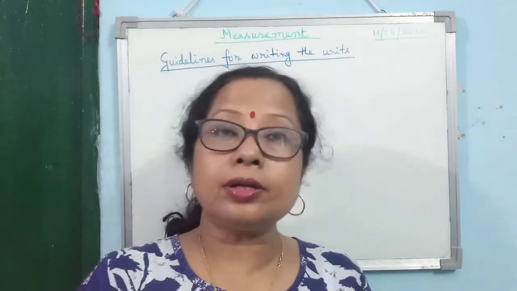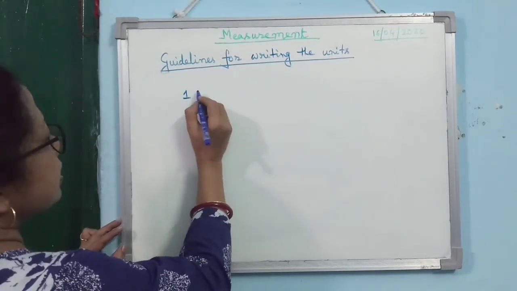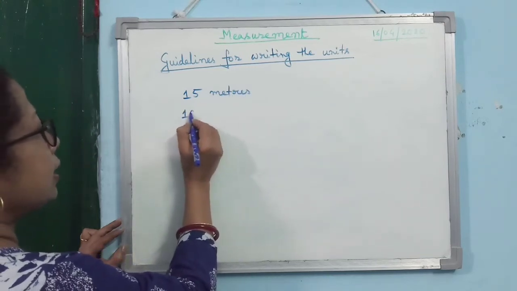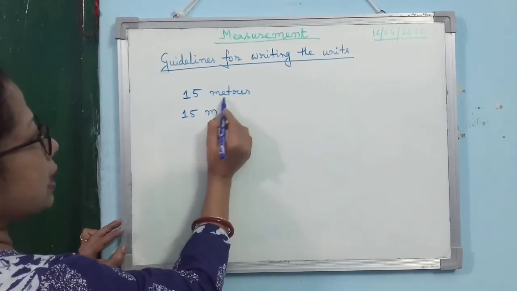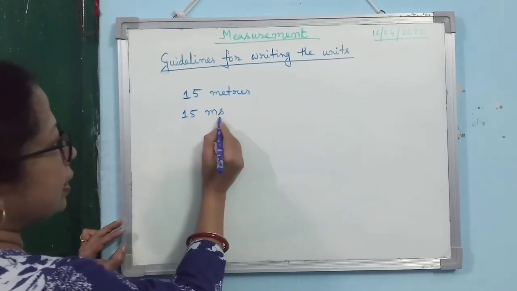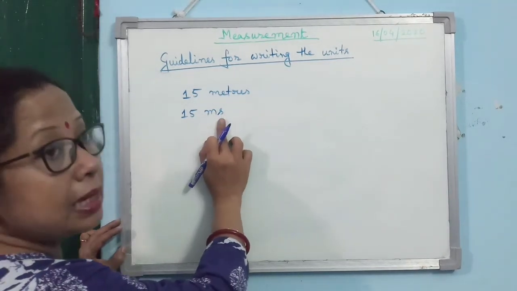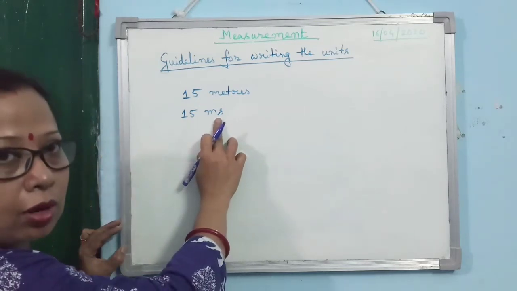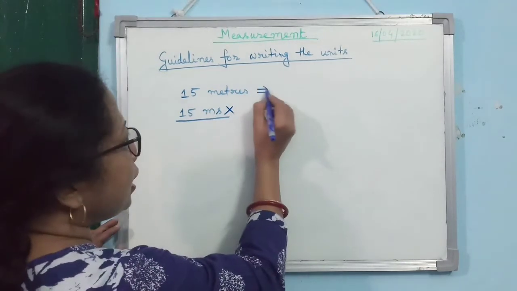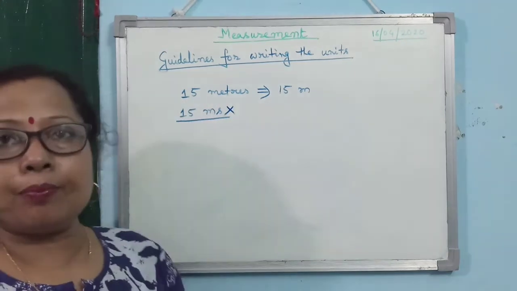A unit you cannot write in plural form. Suppose you are writing that the distance travelled is 15 meters. You have written 15 meters, but when you write the short form, you cannot write it as ms. You cannot write it as plural, because if you write it in plural form, ms will stand for millisecond instead of meters. Have you got it? So that's why we never write it like this. In plural form, we never write. We just write 15 m when we are using the abbreviation.